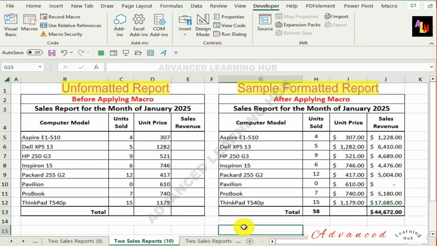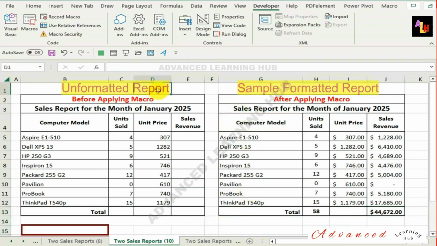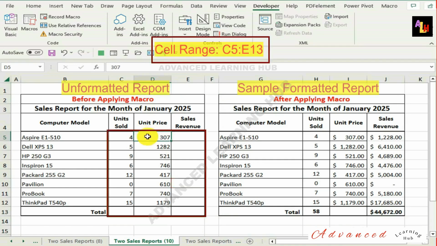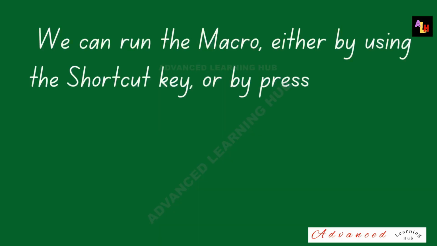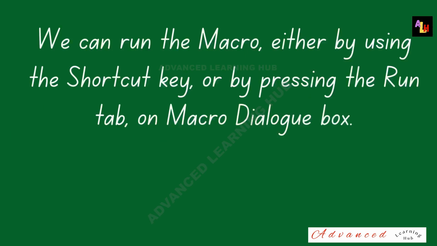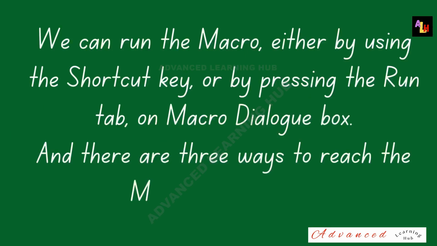Please note that, for absolute references, it does not matter as to which cell of the worksheet is selected at the time of running the macro. The macro will always format the same range of cells for which it was created. That is C5 to E13 in this case. We can run the macro either by using the shortcut key or pressing the Run tab on Macro dialog box. And there are three ways to reach the Macro dialog box.